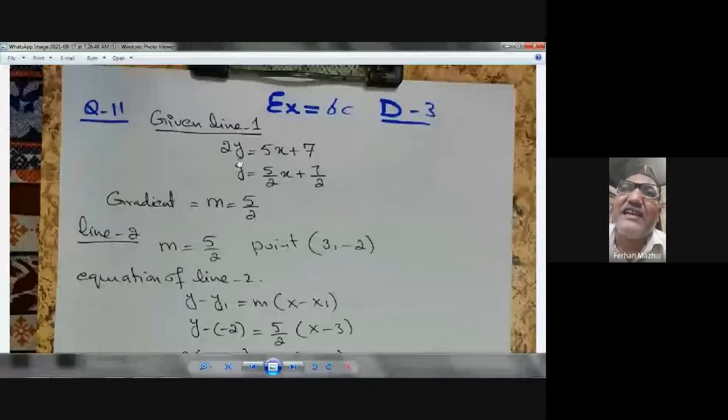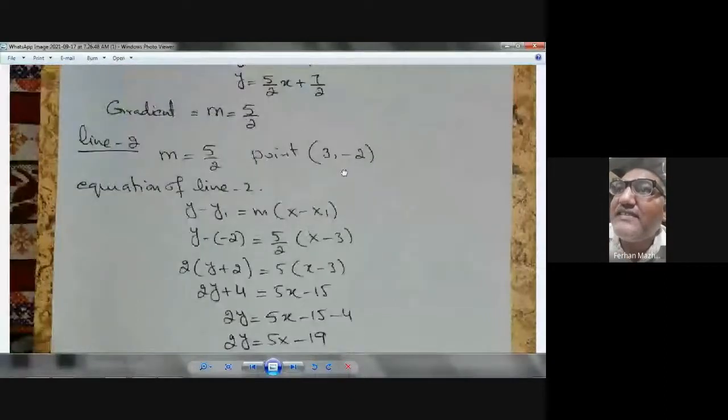Then he talks about another line. He says that other line has the same gradient as this line. So the gradient of this line number 2 is also 5 by 2. But that line passes through the point 3 comma minus 2, and we need to find the equation of this second line. The gradient 5 by 2 is given, and it passes through the point 3 comma minus 2, and they want us to find its equation.